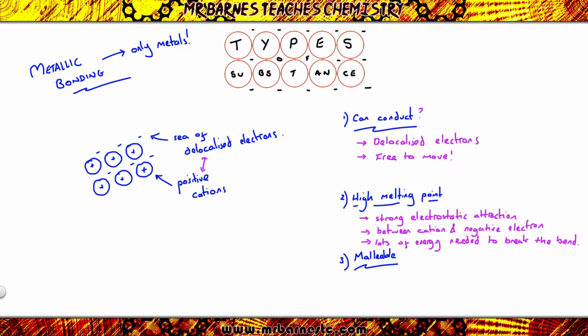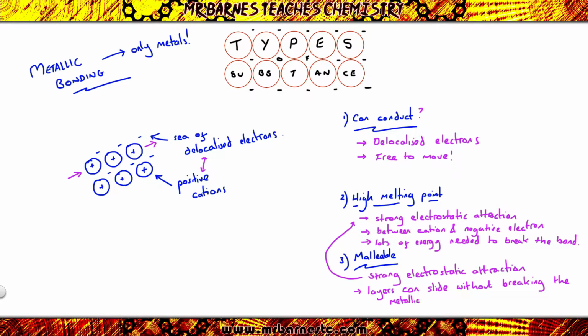And then finally, why are they malleable? Why can they be stretched into wires? This again is to do with the strong electrostatic attraction. Now, because there is a strong electrostatic attraction between your cation and your negative electron, the layers can slide past each other. And what happens is the metallic bond doesn't get broken. So they'll stick together and can be hammered into shape.